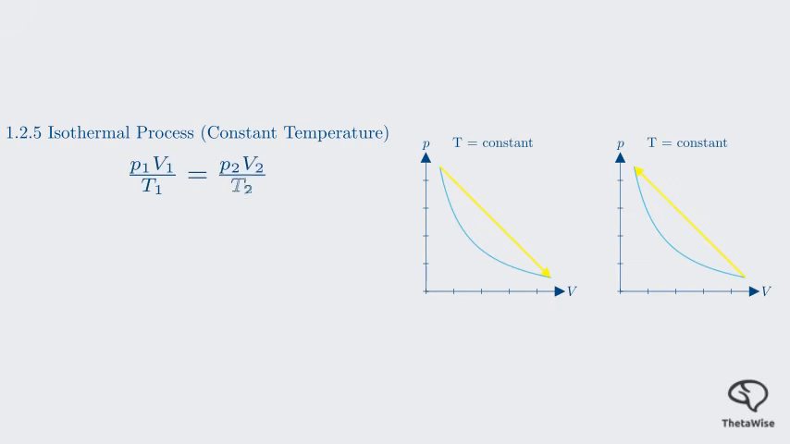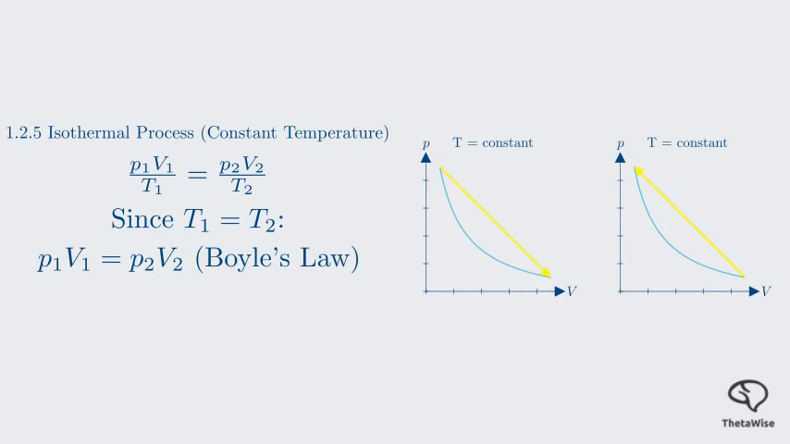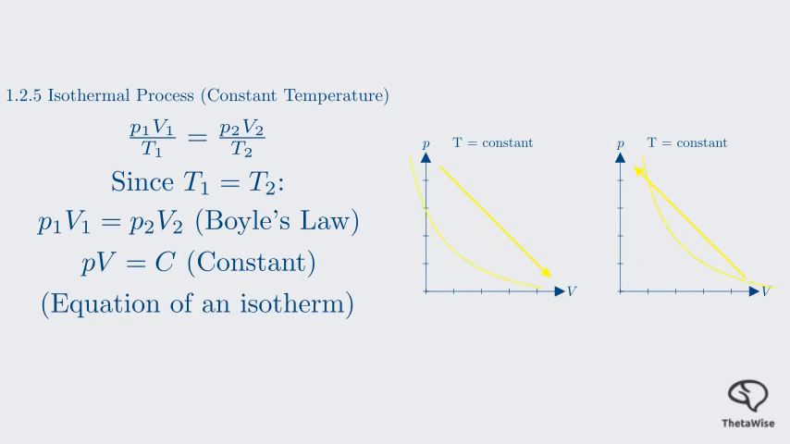Let's apply the ideal gas law to this. We start with the general state relation P1 V1 over T1 equals P2 V2 over T2. Since the temperature is constant, T1 equals T2. We can cancel the temperature term, which gives us P1 V1 equals P2 V2. This is Boyle's law. Boyle's law states that at constant temperature, pressure and volume are inversely proportional. If you increase the volume, the pressure must decrease. This relationship can also be expressed as PV equals a constant.